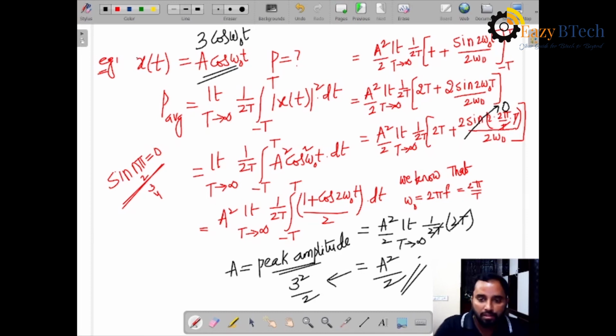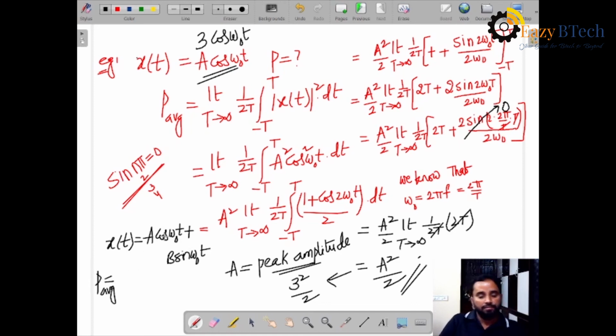Okay. In the same way, another problem. For example, if you have x of t like A cos omega naught T plus B sin omega naught T, what is the average power of this? For A cos omega naught T, just now we have done, the average power is A square by 2. Similarly, for B sin omega naught T, the average power is B square by 2. So plus, as usual. This is the average power of A cos omega naught T plus B sin omega naught T.